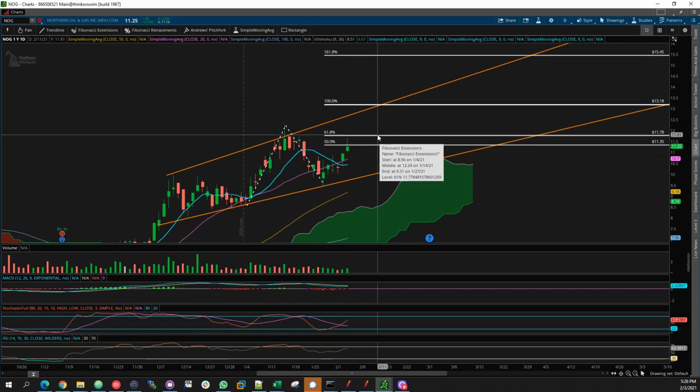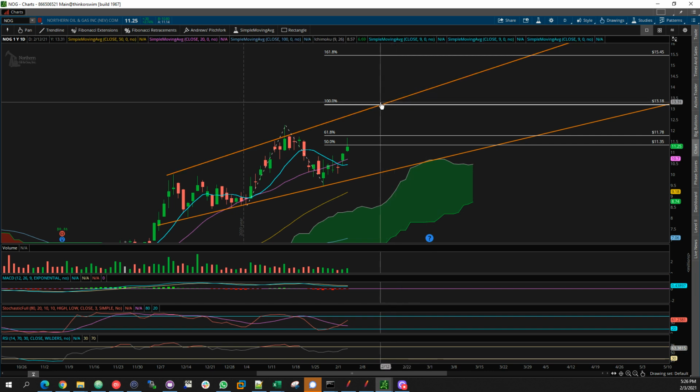I think this sector is going to be bullish overall, and I think it could even hit the top of the channel around $13.18. Okay, bullish on the oil names, but I don't know how far. It's going to go slowly.